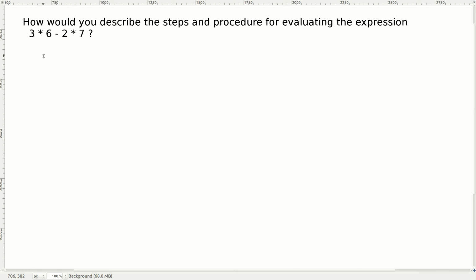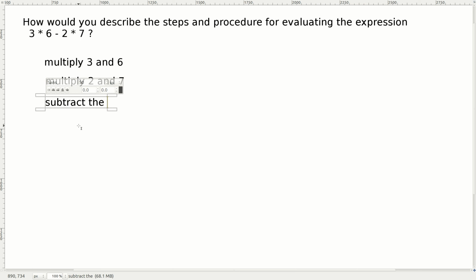Okay, if I were to describe this expression, I would describe it as first we multiply 3 and 6, then we multiply 2 and 7, then we take the result of each and subtract them. Subtract the results of each. And we could get more specific with the details of the numbers that would come out as results, but we have a description here of the process that you might follow.